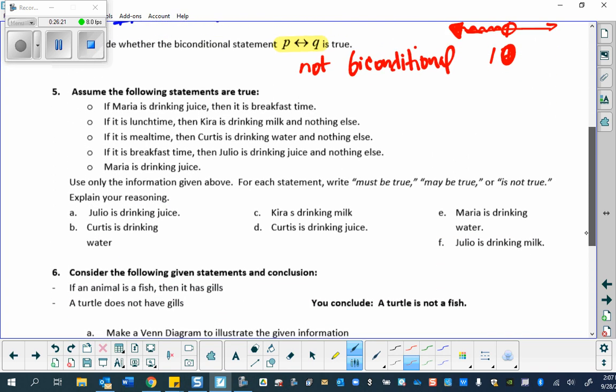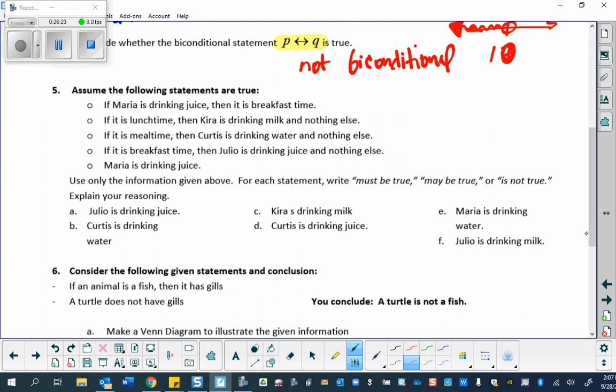All right, so this was kind of fun. Let's read our statements. If Maria is drinking juice, then it's breakfast time. If it's lunchtime, Kira is drinking milk and nothing else. If it's mealtime, Curtis is drinking water and nothing else. If it's breakfast time, then Julio is drinking juice and nothing else. Oh, and by the way, here's a fact. Maria is drinking juice.